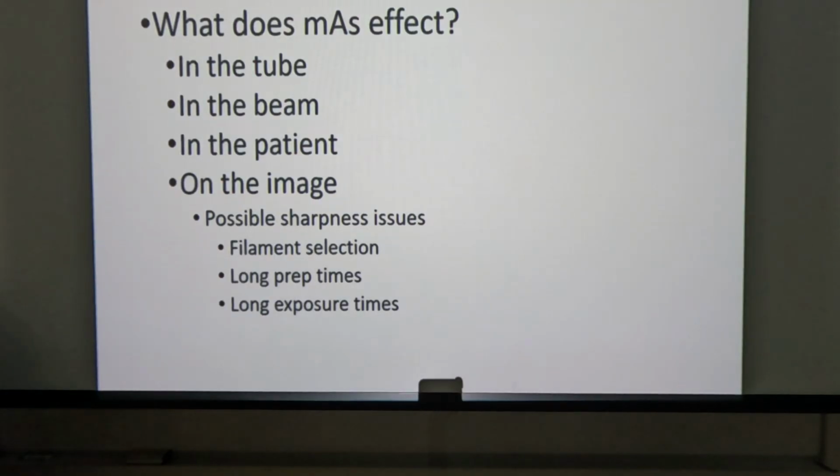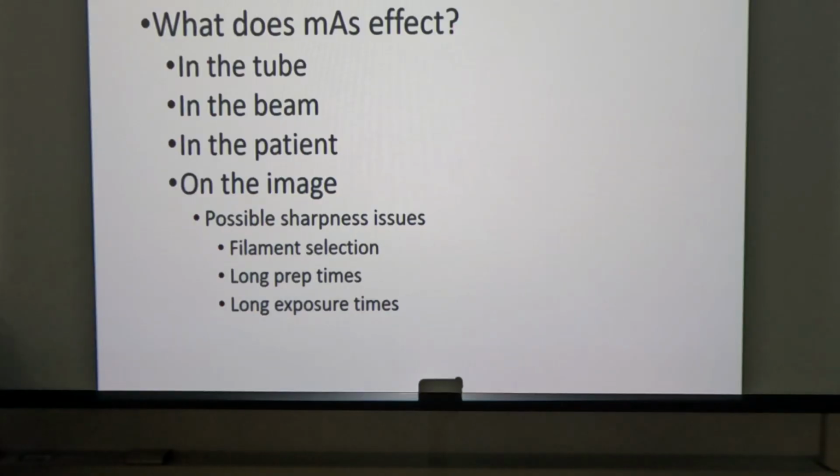So with mass, again, inside the tube, you got heat, you got numbers. The mass directly controls the number of electrons on the filament. That's really MA. Once you make your exposure, it controls the number of photons that go across from cathode to anode. That directly affects the number of X-ray photons that we create. So increased mass, increased electrons, increased photons in the beam, increased exposure to the patient, increased exposure through the patient to the image receptor. There are some potential sharpness issues.